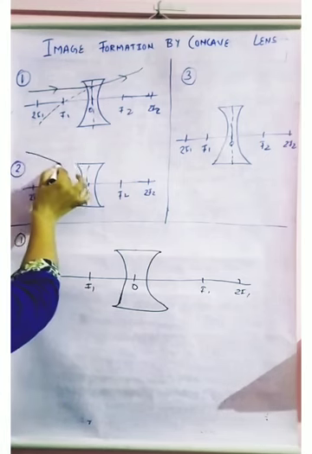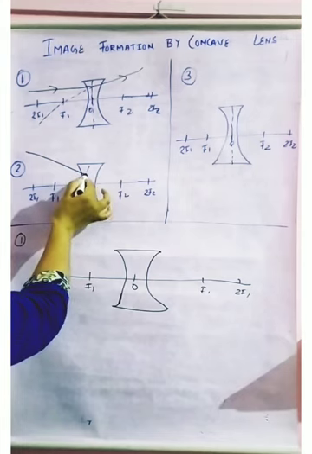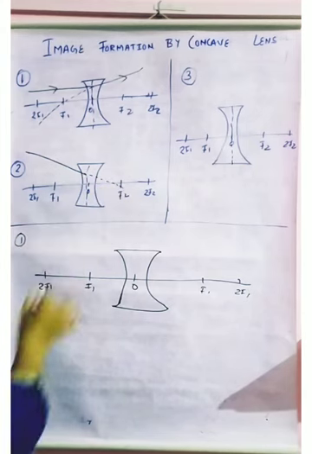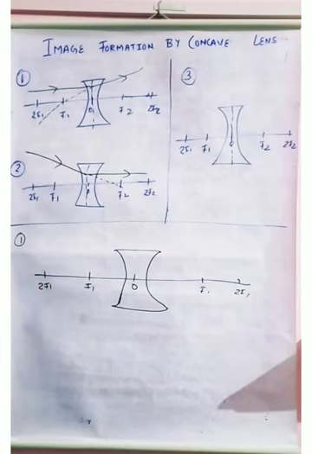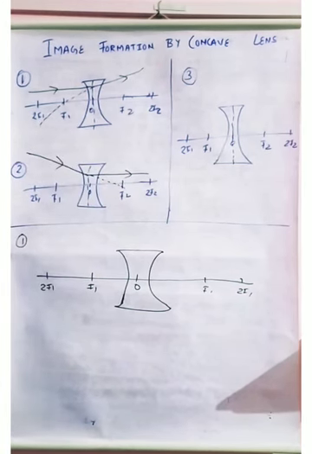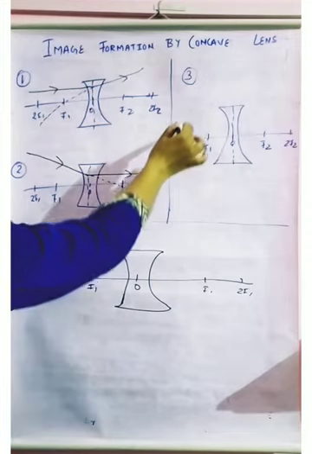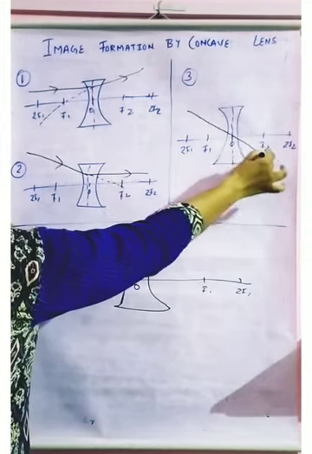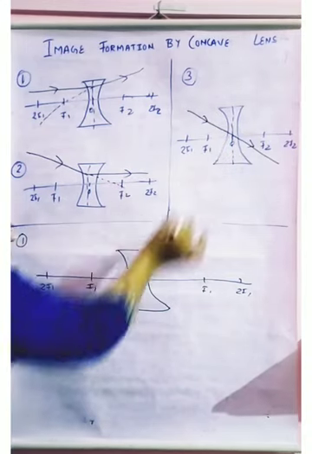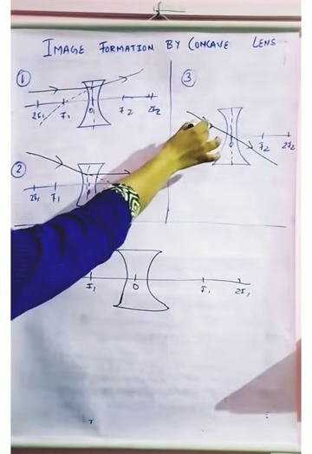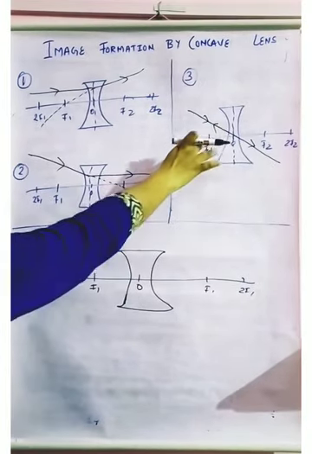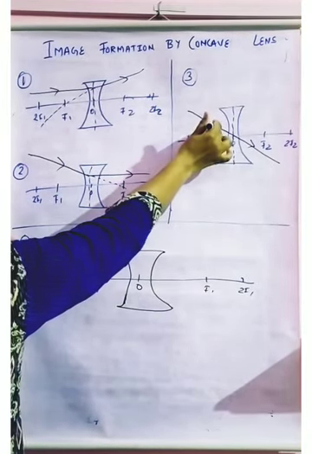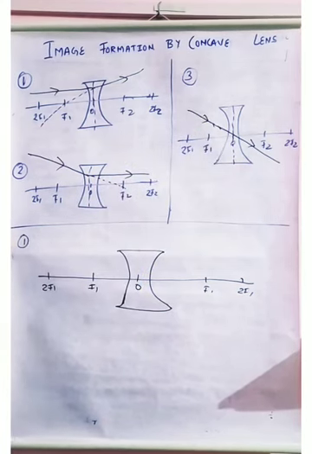Second case. When the ray falls at focus, we have considered one ray falling at focus. How will it move? It will move parallel to the principal axis. Now the third case. When the ray falls at optic center, what will happen? It will go without deviation. So these are the three rules which we have studied for the case of a concave lens.